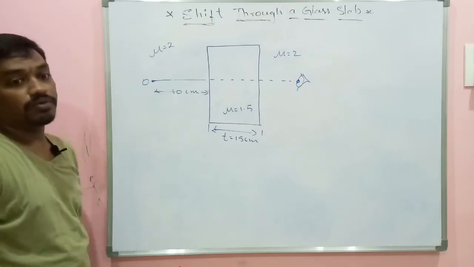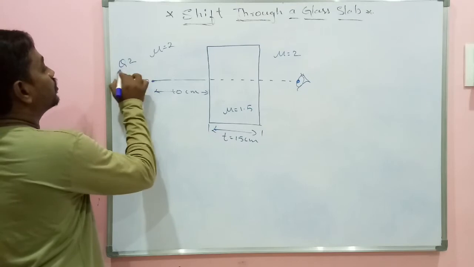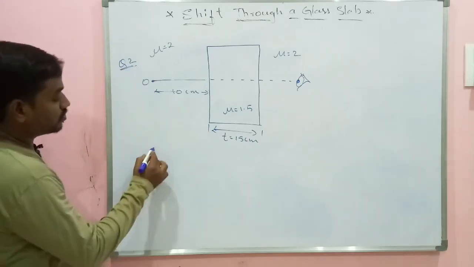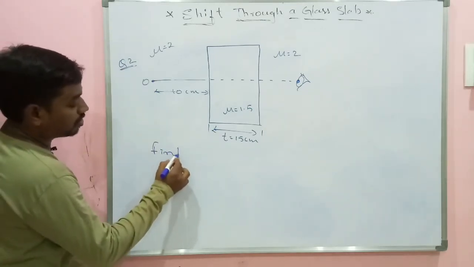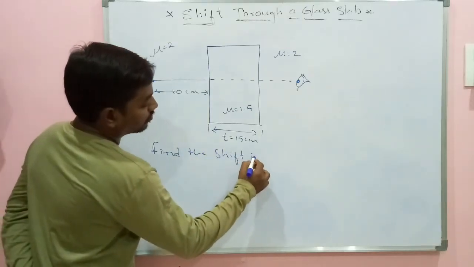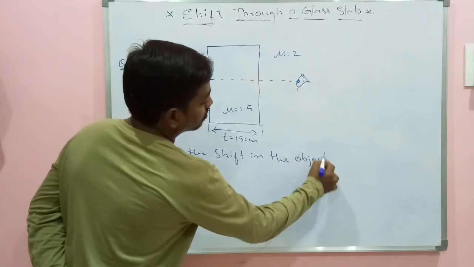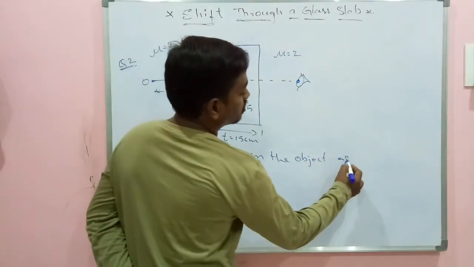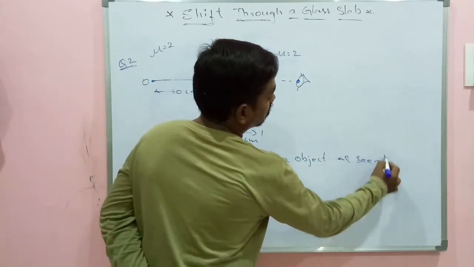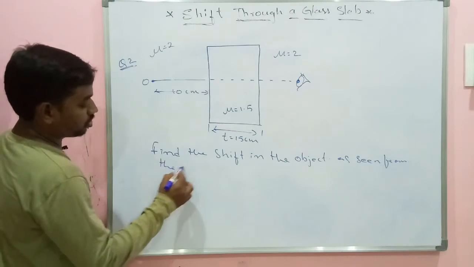Now what is the problem? What is the formula? This is question number 2 you can take. So find the shift in the object as seen from the eye.